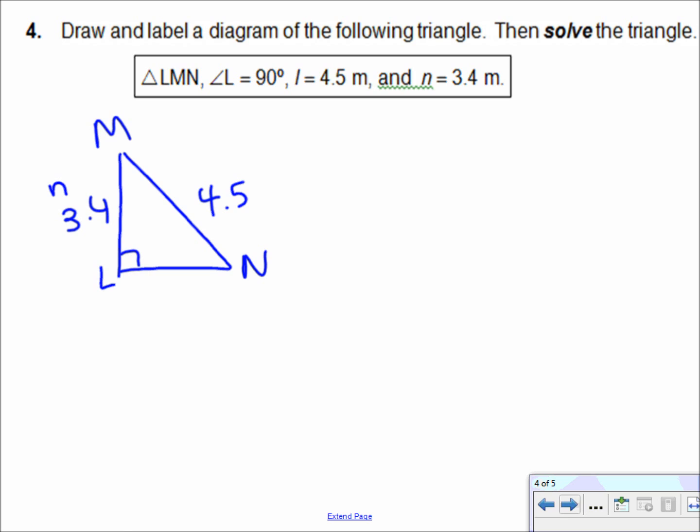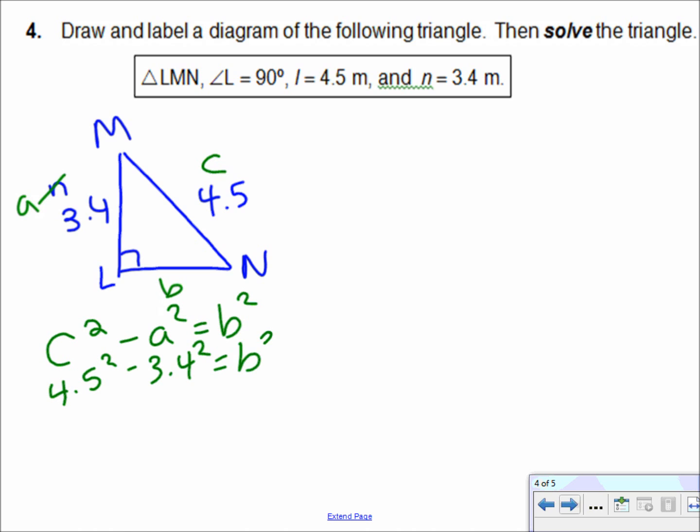Nope, nothing else. So first things first, what type of triangle? Can I use Pythagorean theorem to figure out the other side length? So I'm going to label this C, I'm going to label this A, and this B, so I can remember to do C squared minus A squared equals B squared. So 4.5 squared minus 3.4 squared equals B squared. So I got 8.69.